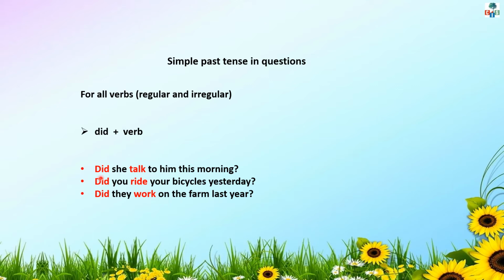Now here you have to use the helping verb did before the subject or pronoun. And after the subject or pronoun, you will use the base form of the verb. Did she talk? Did you write? Did they work? And at the end, put a question mark to frame a question. Clear?